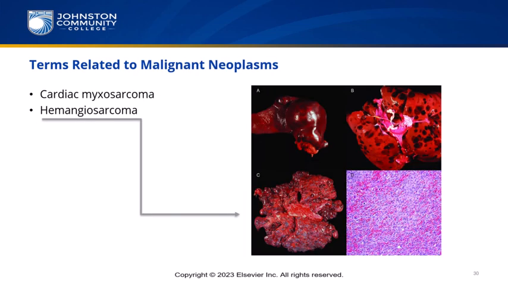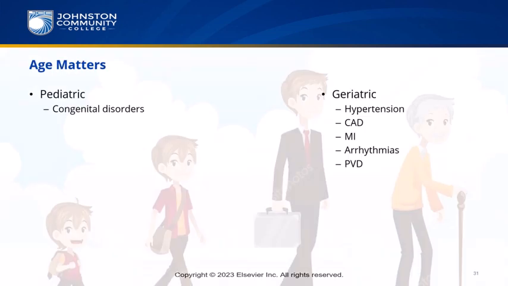Now let's look at some terms related to malignant neoplasms. Remember, malignant means cancerous. So cardiac myxosarcoma, remember myxo is that mucus, sarcoma is that connective tissue cancer. And it is a rare cancer of the heart, usually originating in the left atrium. Then we have hemangiosarcoma. Hemangio again means blood vessel. Sarcoma is connective tissue cancer. This is a rare cancer of the cells that line the blood vessels. And you can see an image of that here. Again, age matters.